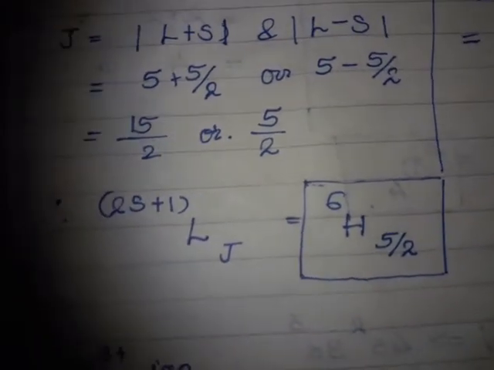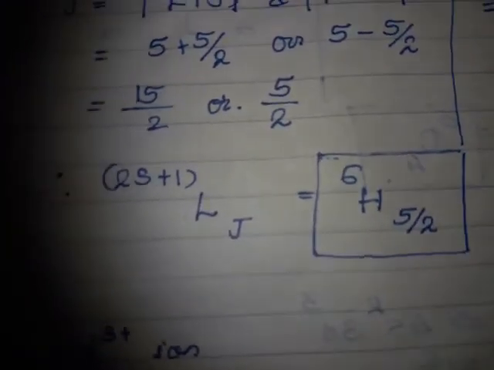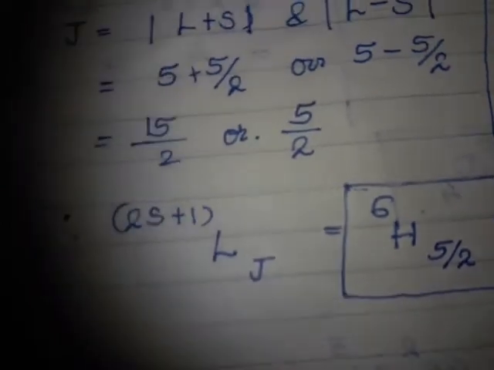Now the Russell-Saunders term, or RS term, is 6H with J equal to 5/2. So the Russell-Saunders term, or ground state term, is 6H.